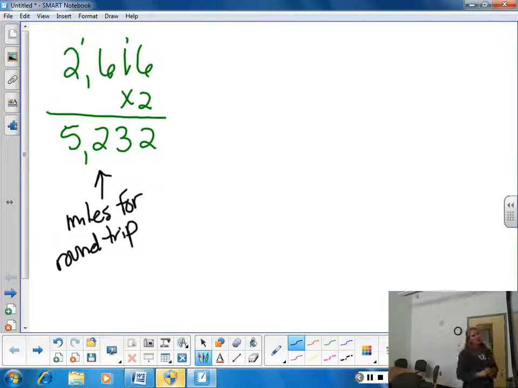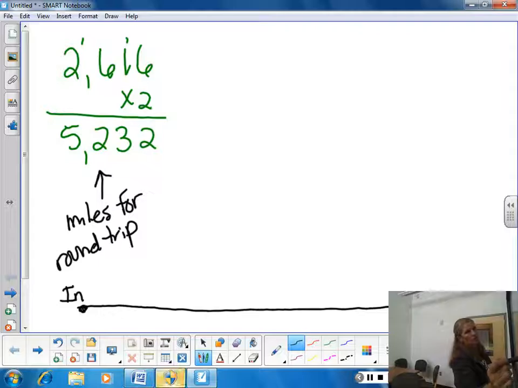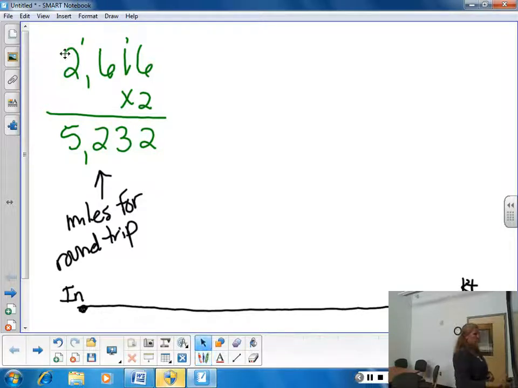So what's happening in this picture? Let's say this is Independence, Missouri. He's starting off. Over here is Ketchikan, Alaska. And as he drives, he's chugging along.